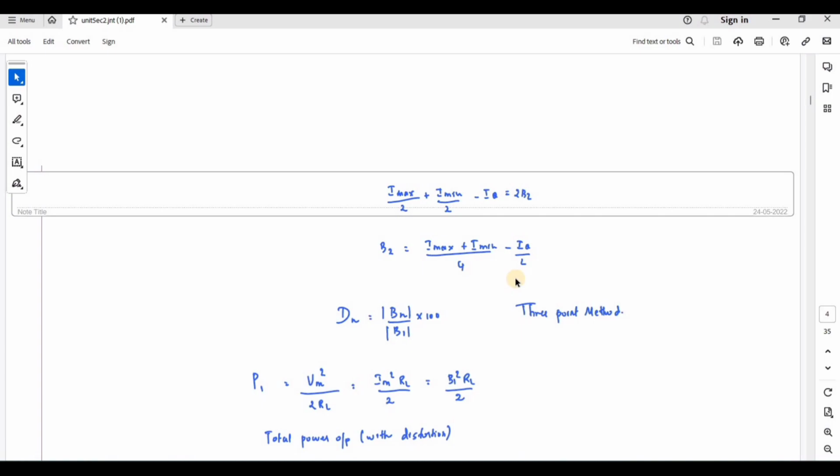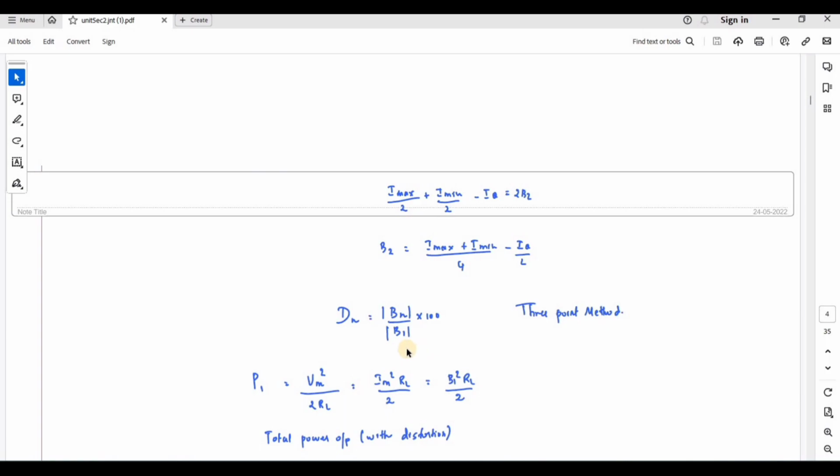The individual harmonic contributions to the harmonic distortion are given by Dn is equal to Bn divided by B1 into 100 magnitude. Since it is D2 for second harmonic distortion, D2 is equal to B2 divided by B1 into 100. This was second harmonic distortion.